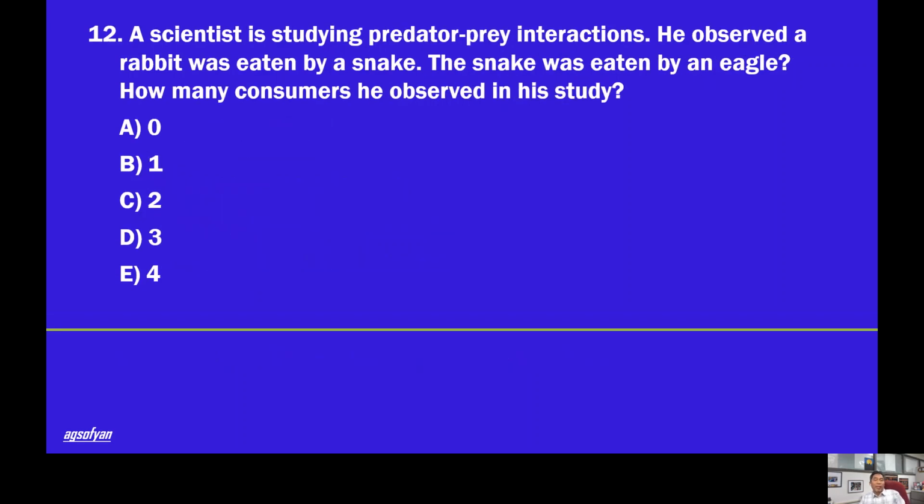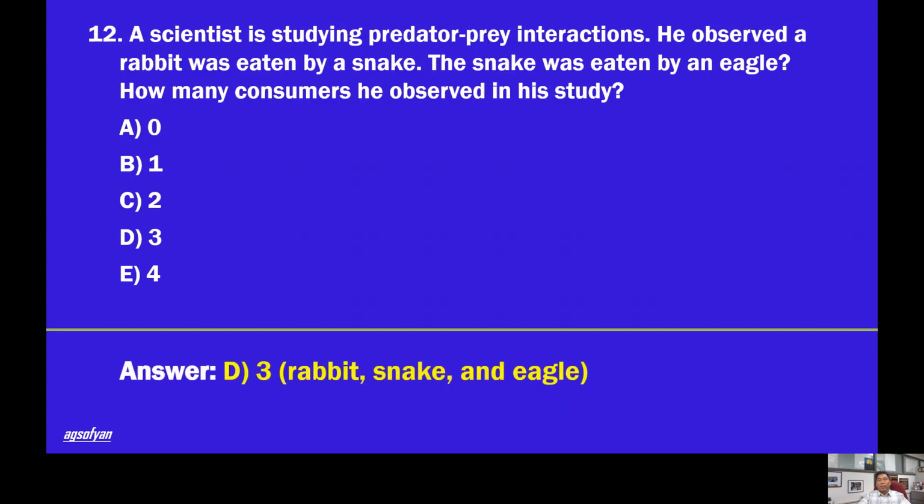Number 12. A scientist is studying predator-prey interaction. He observed a rabbit was eaten by a snake. The snake was eaten by an eagle. How many consumers did he observe in his study? A. 0. B. 1. C. 2. D. 3. E. 4. Choose your answer.